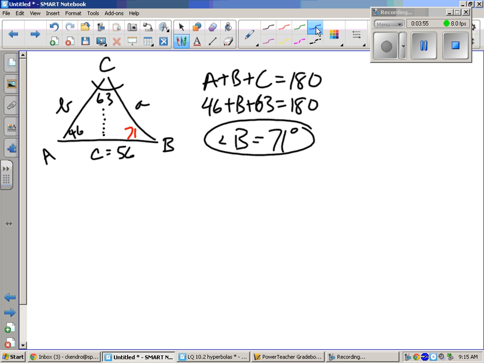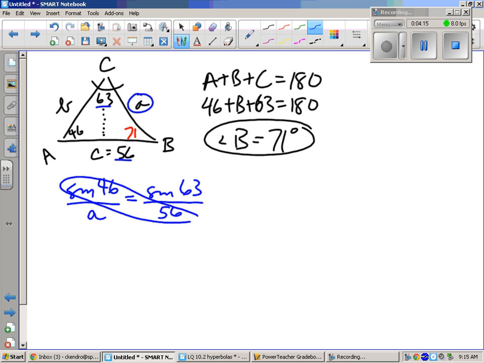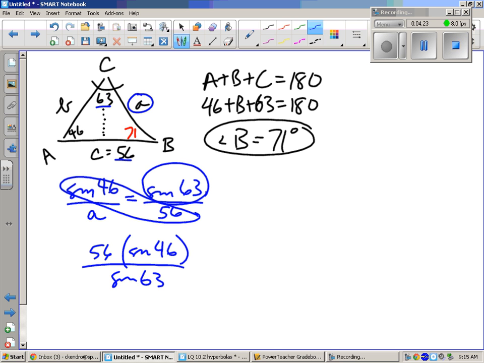Right now I'm going to find side A. So that means I'm going to use sine of A, which is 46 over little a, and then I'm given 63 and 56, so I'm going to use that, sine of 63 over 56. And now you're just going to cross multiply these two, so 56 times the sine of 46, and then divide by the third one here, so sine of 63, and that will get you A. So if you do all that, I get about 45.2, let's say, inches, if that's what we're dealing with.